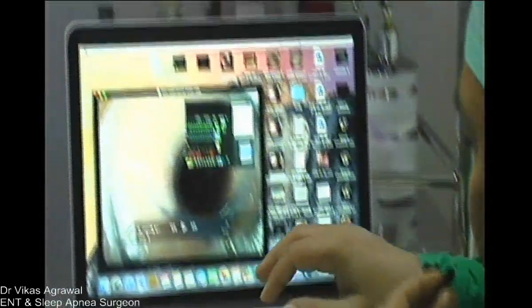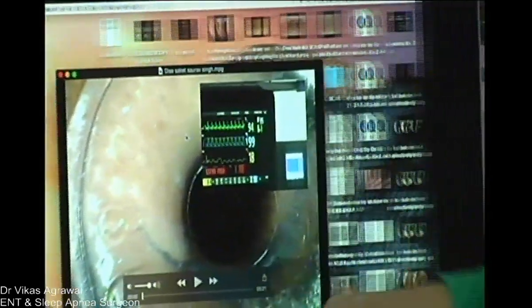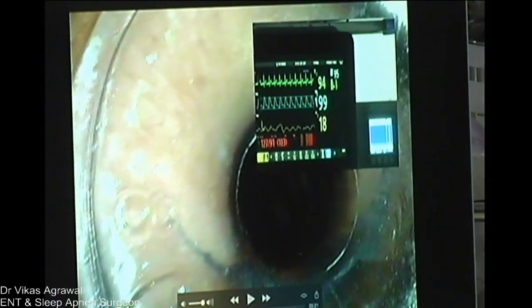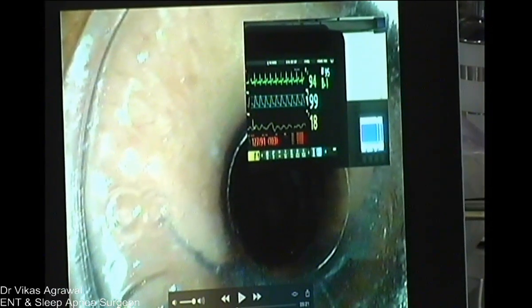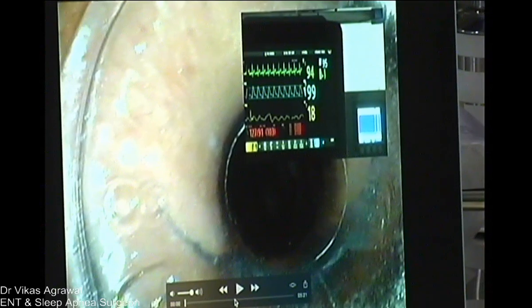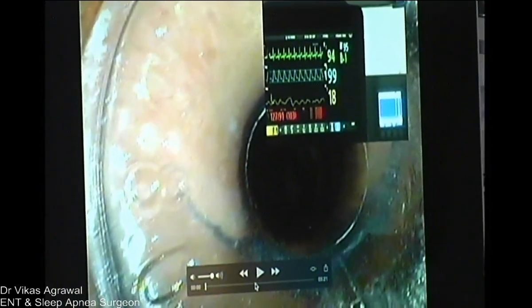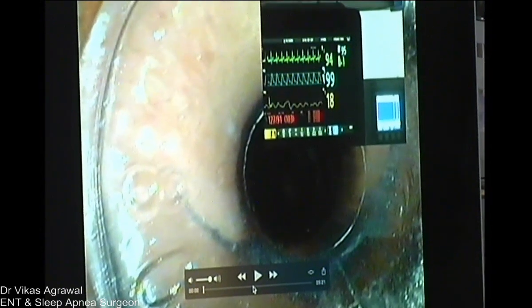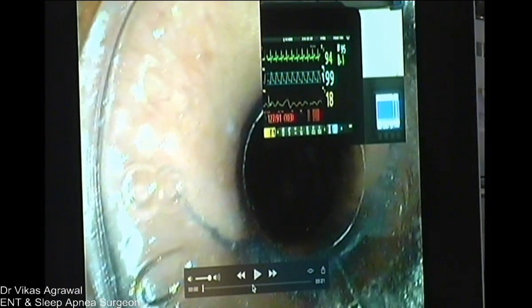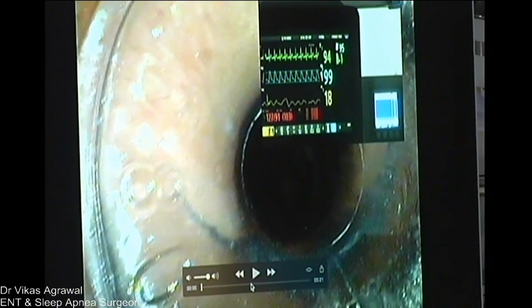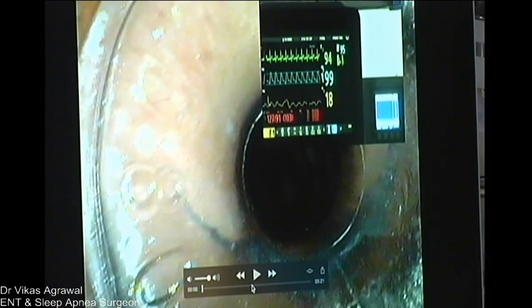So what I'm going to show you is one technique that we use in drug-induced sleep endoscopy. If we see the palate falling, and we also see some amount of collapse of the base tongue or epiglottis, then we need to be sure that after the palatal surgery, the patient will have complete relief and will not require another surgery.